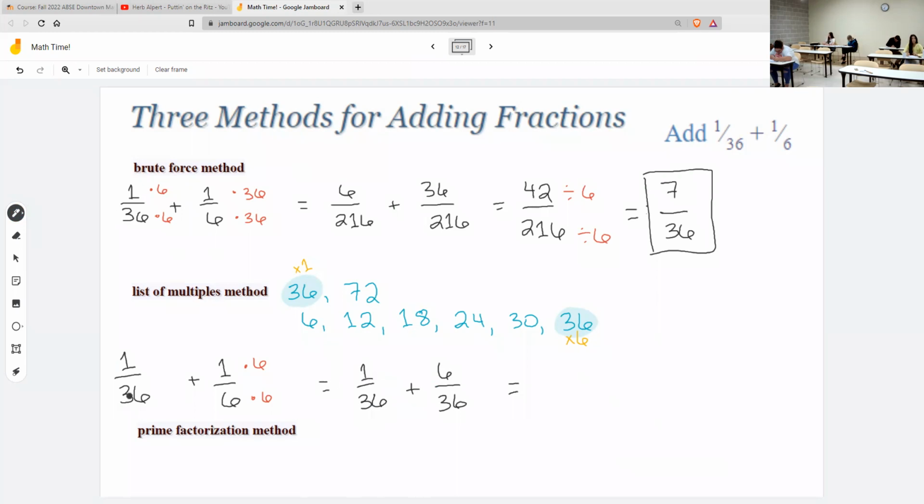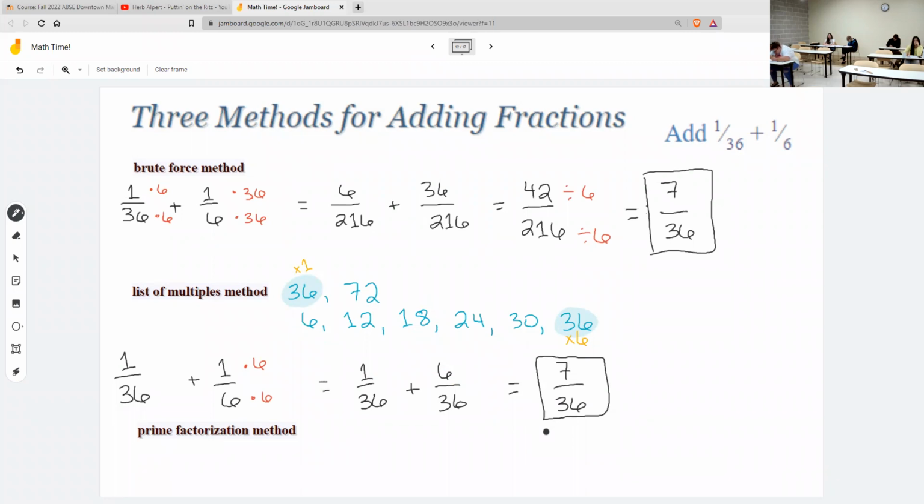Then 1/6 plus 1/36 plus 6/36, 1 plus 6 is 7. I get the same answer, of course, but I don't have to do all that reducing. This is a very popular method that people like. Reducing scares people more than making lists of multiples. The more people like making multiples.